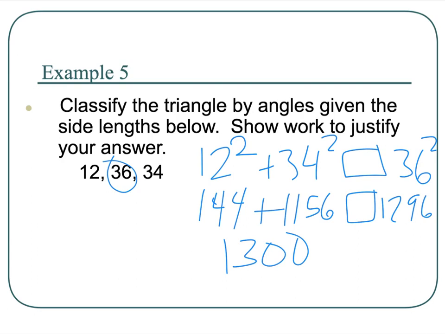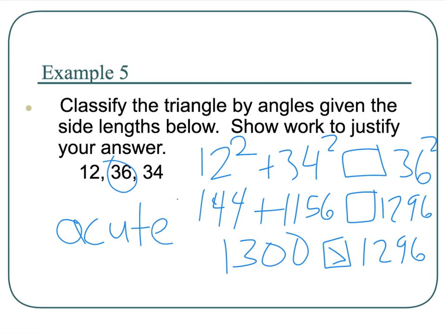All right, so we got 1,300 and 1,296. So what do we know here, children? Well, I would say that the a squared plus the b squared is bigger than the c squared, meaning the c squared is less than the a squared plus b squared, so it is acute, meaning that angle is a little bit less than 90.